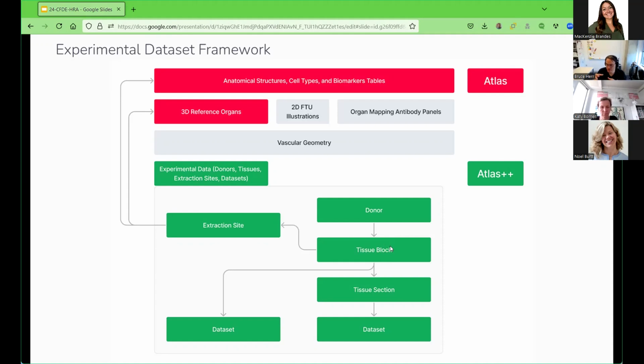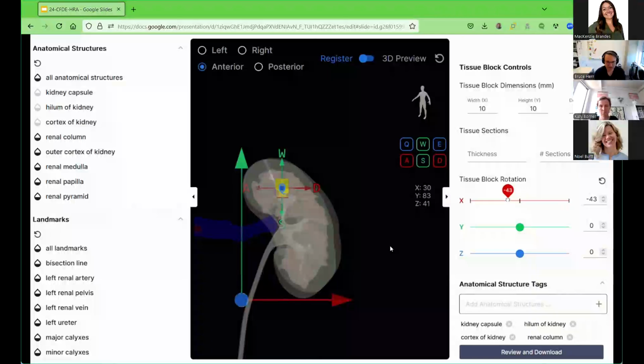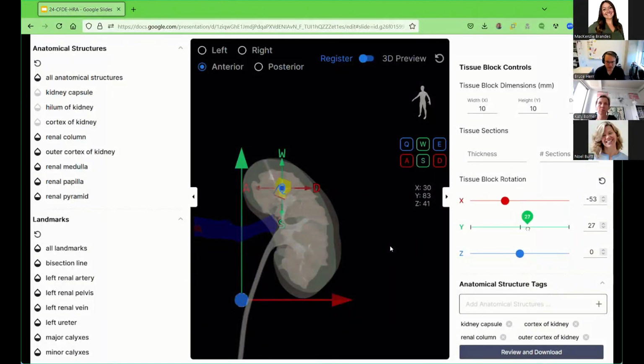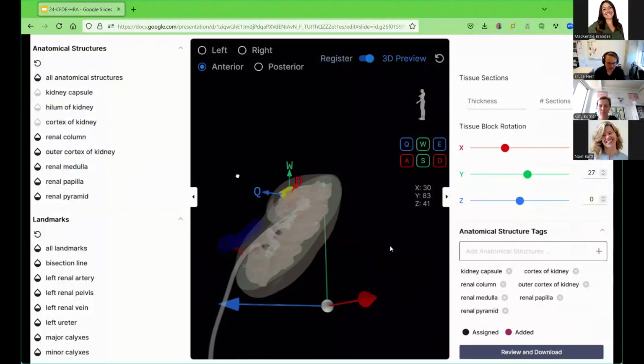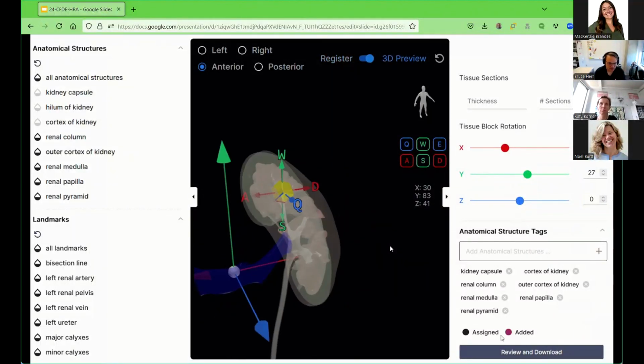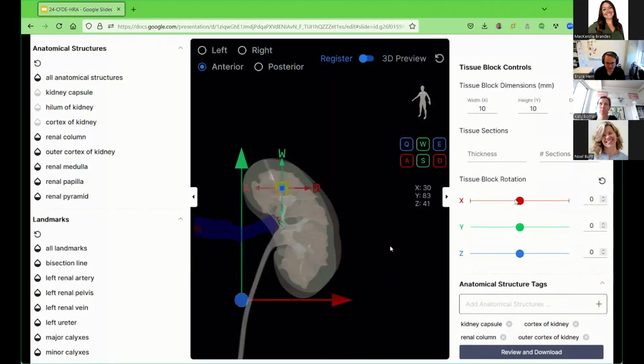And we don't dive into the data. It's just basically cataloging where in the human body, using the common coordinate framework, part of the HRA, did this come from? So this is the registration user interface. Again, they can put in the tissue block dimensions, and in a web browser, they can move their tissue block to where it came from, and make sure that they're happy with it.